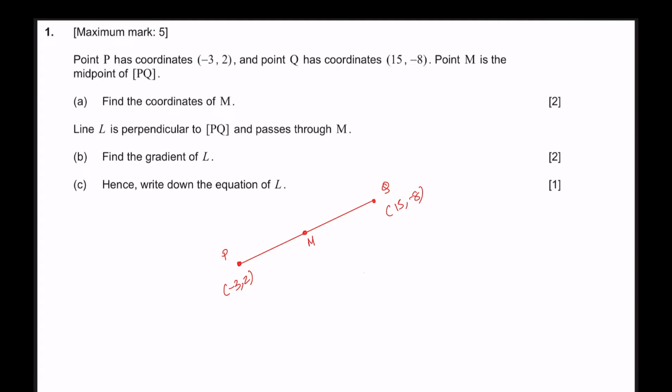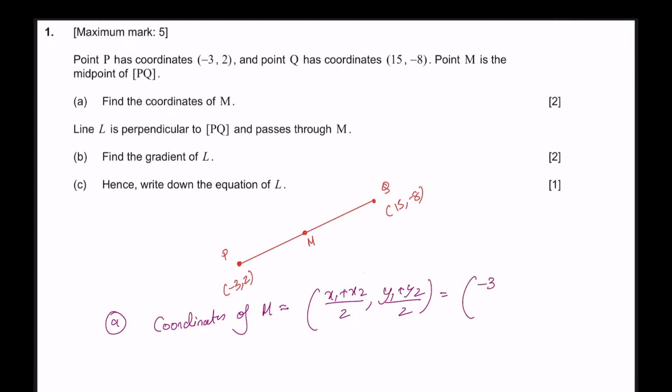So the coordinate of M would be x1 plus x2 by 2, y1 plus y2 by 2. We can assume P as x1, y1 and Q as x2, y2. If I plug in the values, minus 3 plus 15 by 2 and 2 minus 8 by 2. So this one would be 6 and this one will be minus 3. So 6, minus 3 is the coordinate of point M.